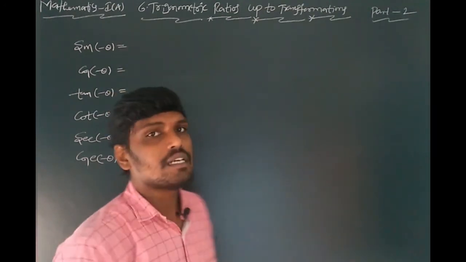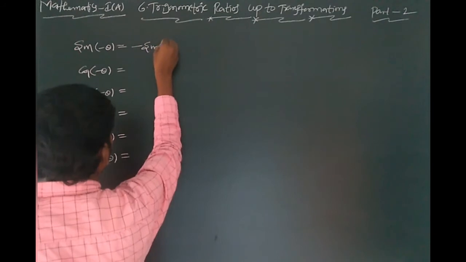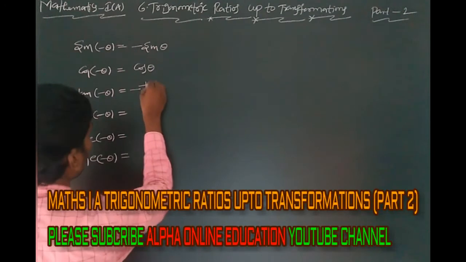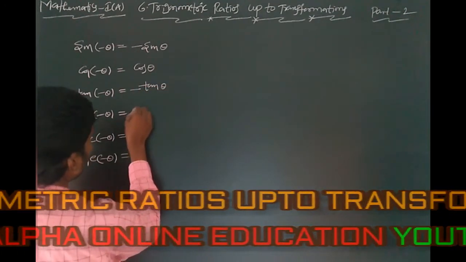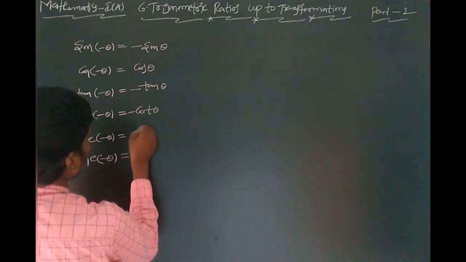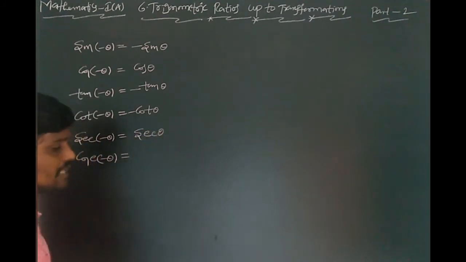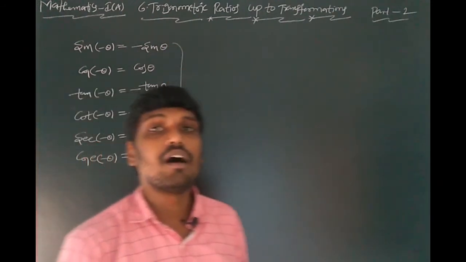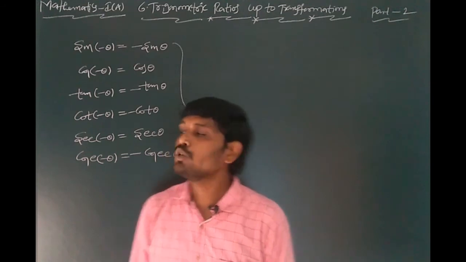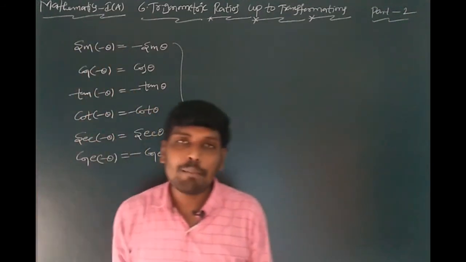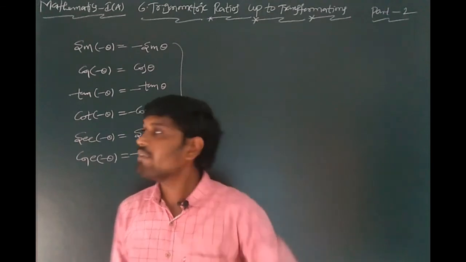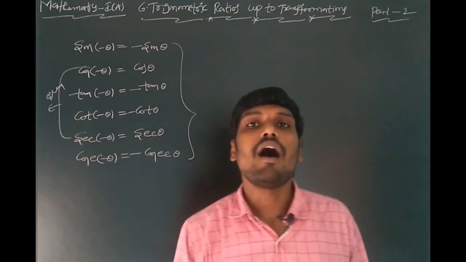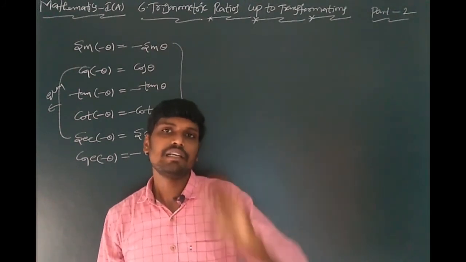Sine of minus theta is minus sine theta. Cos of minus theta is cos theta. Tan of minus theta is minus tan theta. Cot of minus theta is minus cot theta. Secant of minus theta is secant theta. Cosecant of minus theta is minus cosecant theta. When the measurement of the angle is negative, we can use these formulas. Among the trigonometric ratios, cos and secant are even functions; the remaining functions are odd.